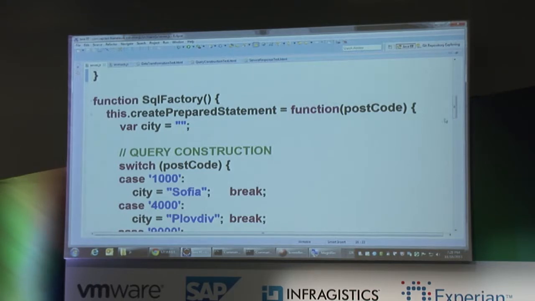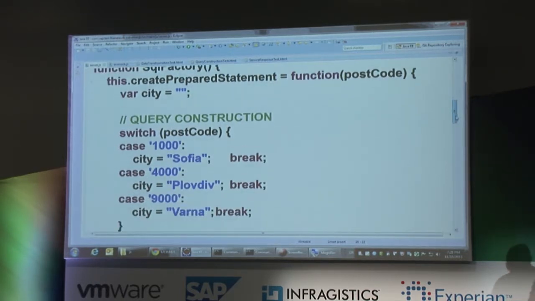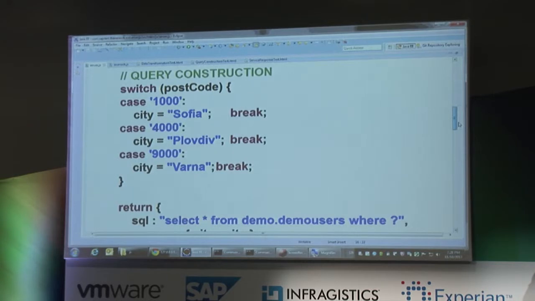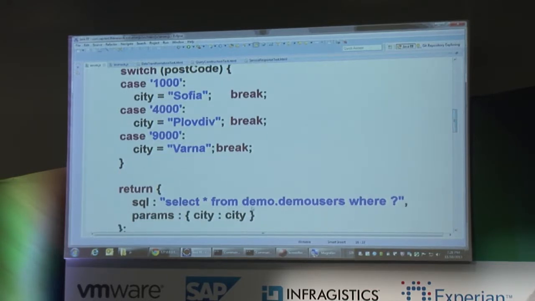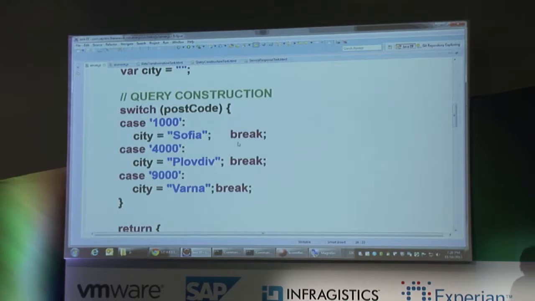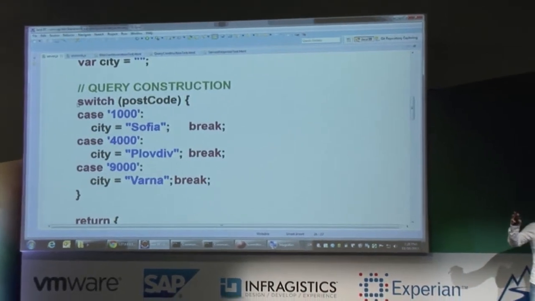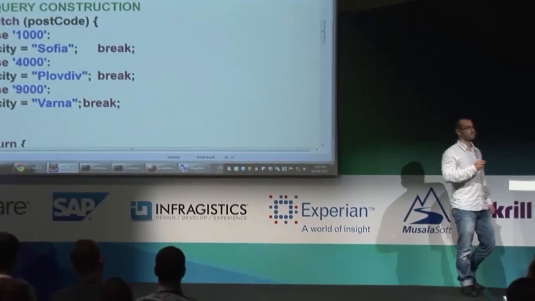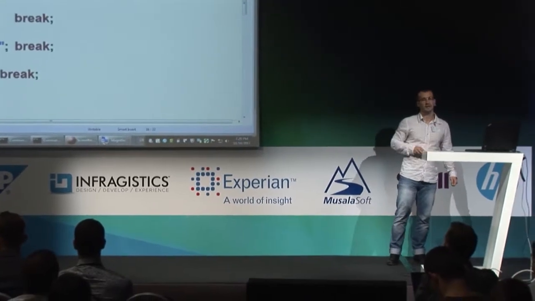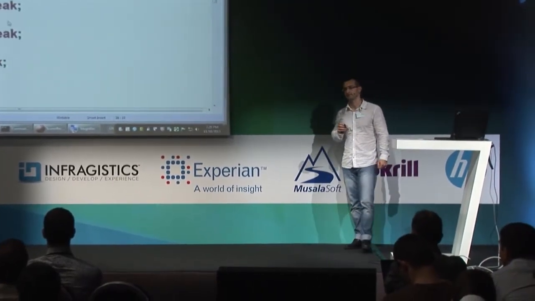Next layer, query construction. We have postcode as input to our service, but you may see in the select statement, in the where clause, we need city. And here, we need to have a mapping between our input parameters for our service and the things that we will send to the database. This query construction layer can be test-driven tested.